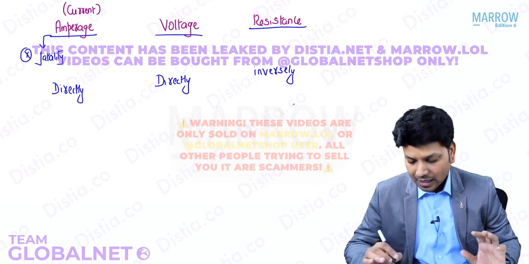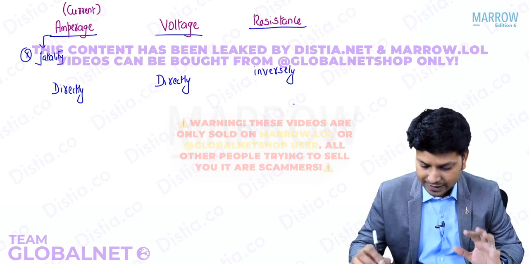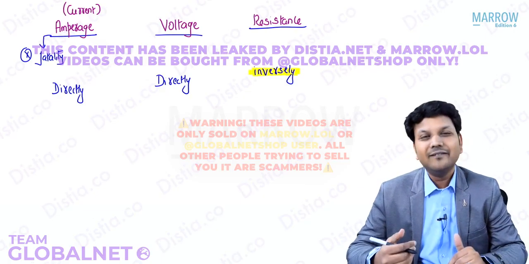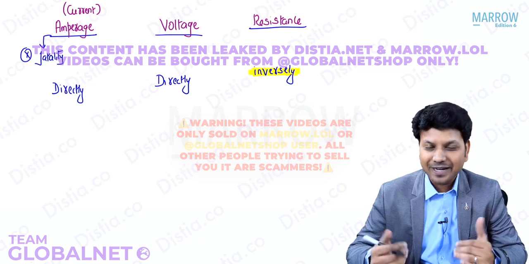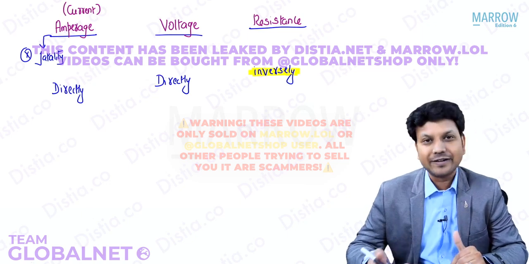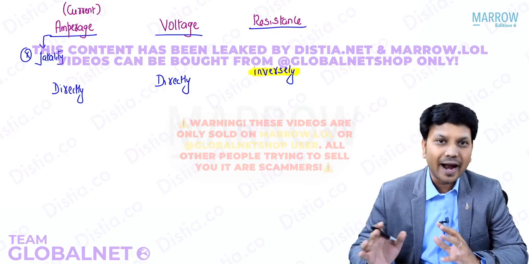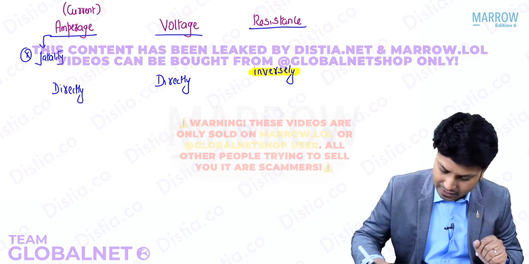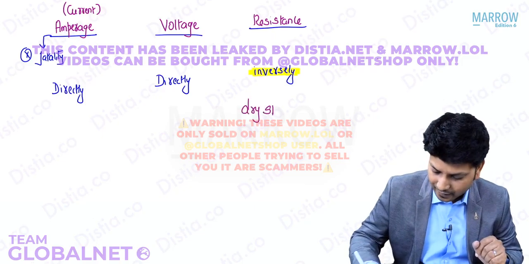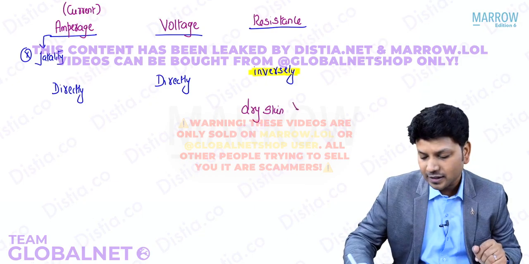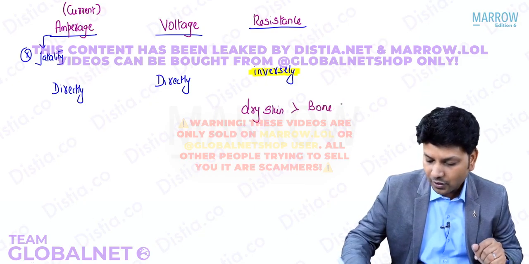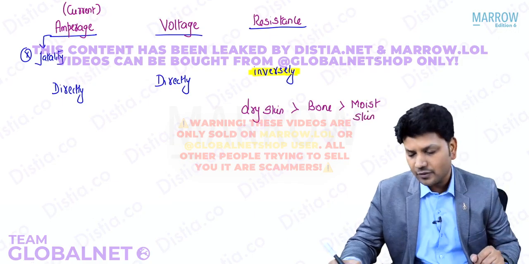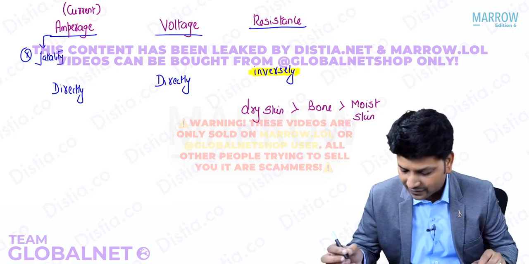Now I've told you amperage, voltage, and resistance, and that resistance is inversely proportional. When you increase the resistance, passage of electricity will be less. When you decrease the resistance, passage of electricity will be more. Just like you compare dry skin and moist skin. If you see individually, the maximum resistance is offered by dry skin, followed by bone, followed by moist skin. Moist skin offers very, very less resistance.